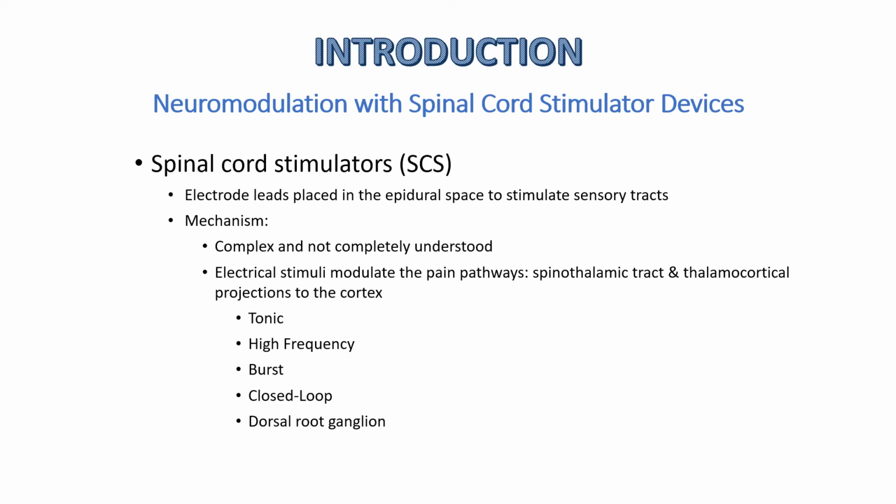Introduction: neuromodulation with spinal cord stimulator devices. Spinal cord stimulators consist of electrode leads that are placed in the epidural space to stimulate sensory tracts. The mechanism is not completely understood. It is complex, but it is thought that electrical stimuli modulate the pain pathways via the spinal thalamic tract and the thalamocortical projections to the cortex. This is accomplished through different patterns. Some are tonic, high frequency, burst, closed loop, dorsal root ganglion, each of which we will go into.